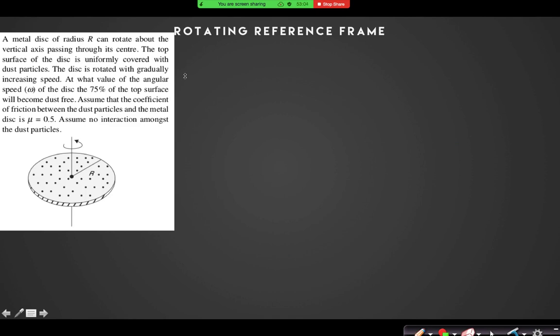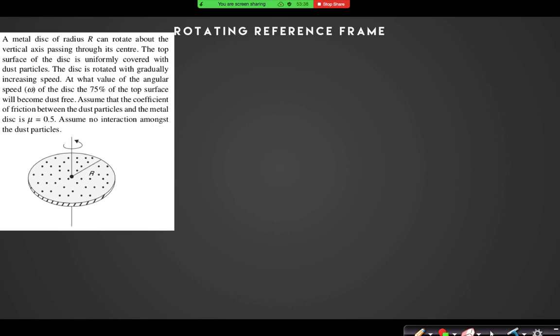Now this question says a metal disc of radius R can rotate about the vertical axis passing through its center. The top surface of the disc is uniformly covered with dust particles. The disc is rotated with gradually increasing speed. At what value of angular speed will 75% of the top surface become dust free? Assume the coefficient of friction between the particle and the metal is 0.5 and no interaction amongst the dust particles.